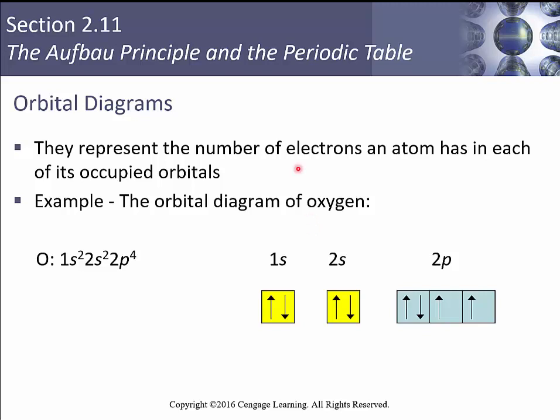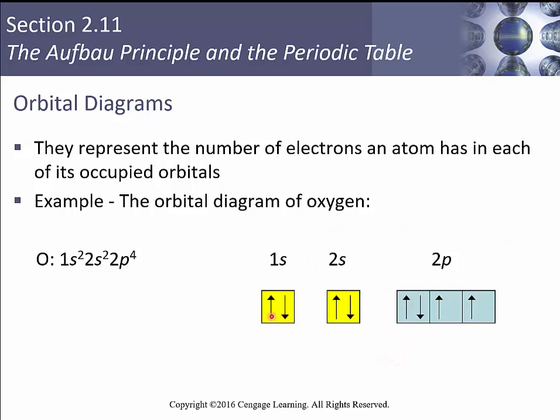So for example, the orbital diagram for oxygen is going to have a 1s. Oxygen's going to come in with 1, 2, 3, 4, 5, 6, 7, 8 electrons, because Z equals 8. Oxygen has 8 protons, it should have 8 electrons. We're going to represent each orbital that we've got available to us as a little box. So we've got a 1s, which will hold 2 electrons, and then a 2s, that'll hold 2 electrons, and then we've got 3 p orbitals, each of which holds 2 electrons.